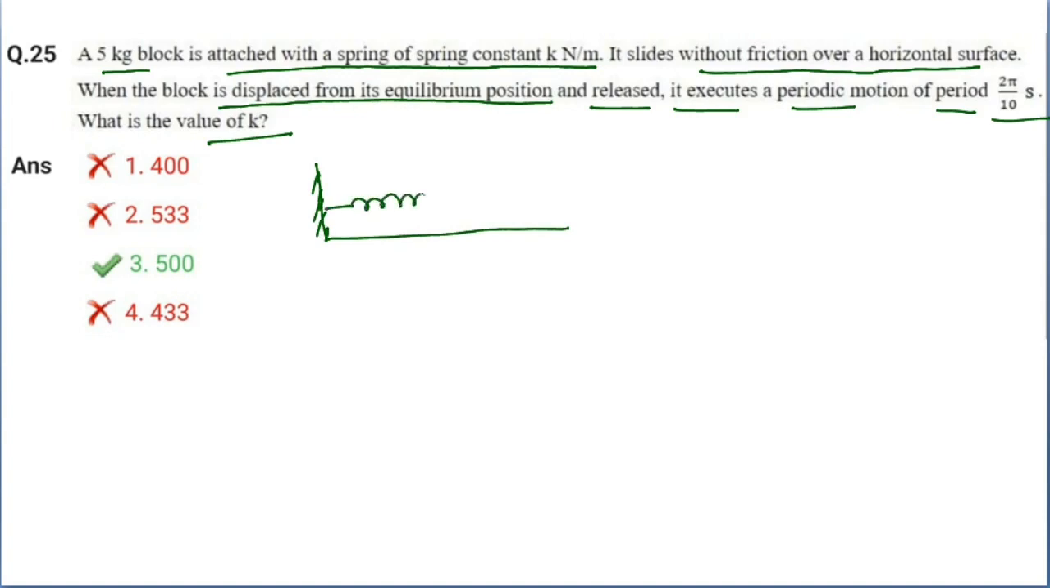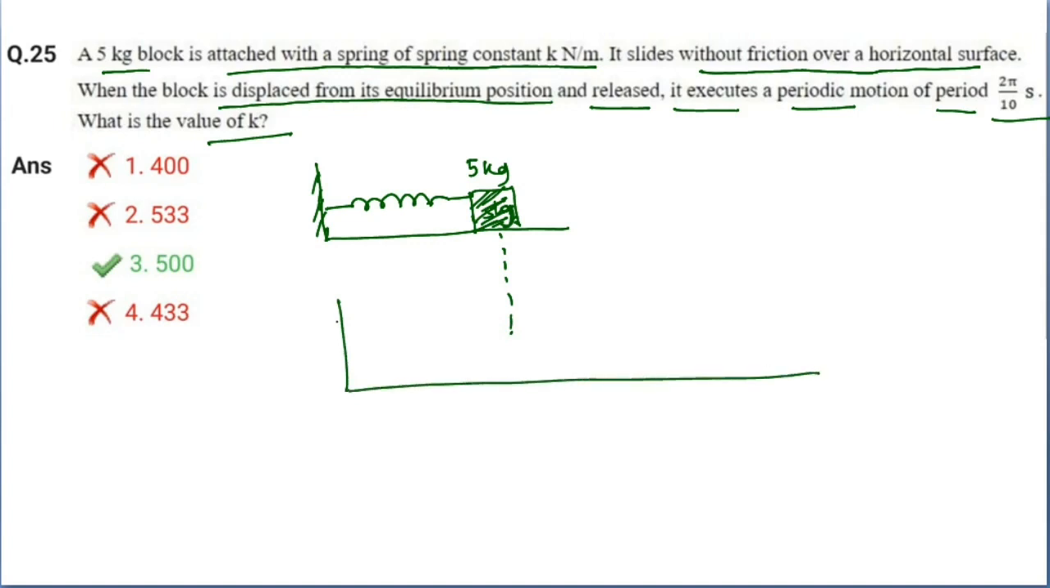Suppose a spring is attached to a block of 5 kg. This is the block. Then it slides without friction over a horizontal surface when the block is displaced from its equilibrium position and released. Suppose this is the equilibrium position and the situation is like this.